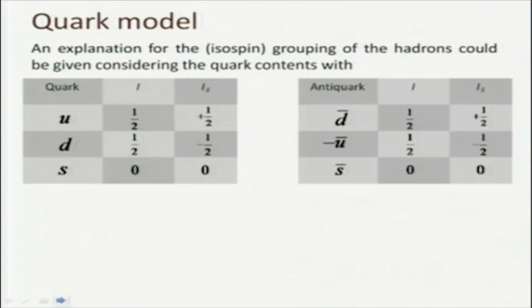If you look at the U quark and D quark, put them in an isospin 1/2 group, with I3 equal to plus half for the U quark and minus half for the D quark. Put S separately with isospin equal to 0. In a similar vein, you can look at the anti-quarks: a D bar and a minus U bar in I equal to half, with I3 equal to plus half and minus half. S bar is again an isospin 0 group.